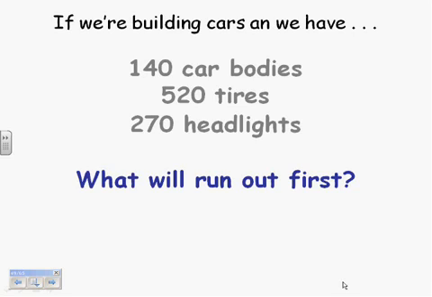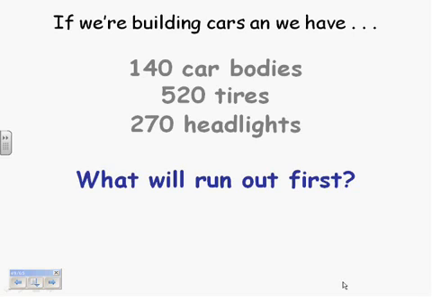So let's say that we are in the car making factory, and we're putting together cars, and we're getting to the end of the day, and we're finding that we have 140 car bodies left, 520 tires, and 270 headlights. How many cars are we going to make before we're done for the day? Before we can't make any more cars, really. And when you think about it this way, this is kind of easy.